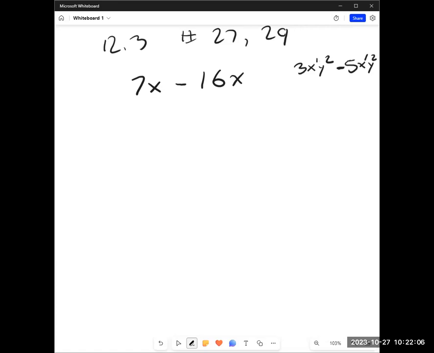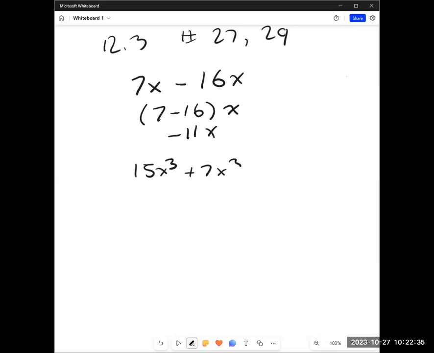So I'm able to factor out that greatest common factor here, which we haven't really talked about yet, but I'm just going to go ahead and do it this way to show you that this is the same as saying 7 minus 16 for my coefficient on the x as the common factor on the outside, which is a negative 11x. And then I have 15x to the third plus 7x to the third. They're all x to the third terms. And I have 15 plus 7 is 22x to the third.